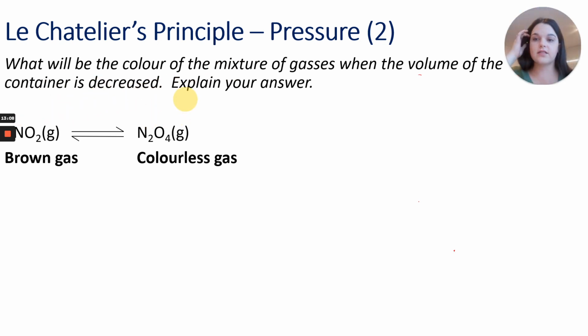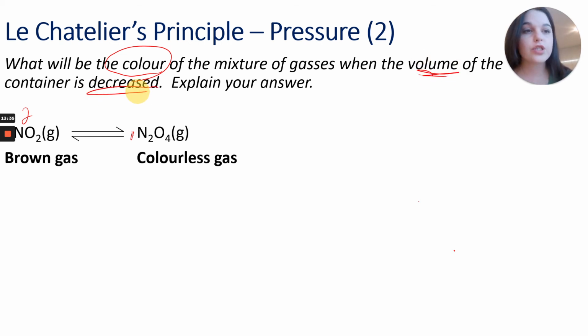Okay, so let's have a look at this example here. So I've got, you can't quite see it here, but 2 moles of NO2 gas on the reactant side, and I've got 1 mole of my dinitrogen tetroxide on the product side. So what's going on here? They're asking me to explain the color of the mixture of the gases when the volume of the container is decreased. So if I decrease the volume, think about the balloon example, we're going to squeeze it into a smaller volume. That is going to lead to an increase in pressure.